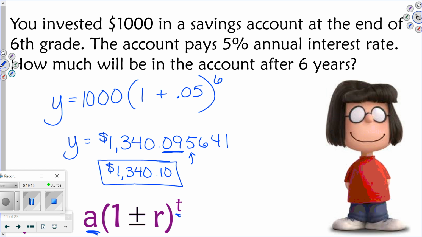Now there's different types of accounts, and we'll talk about all that coming up. Isn't 5% annual interest really high? Yes, it is. It's very high.